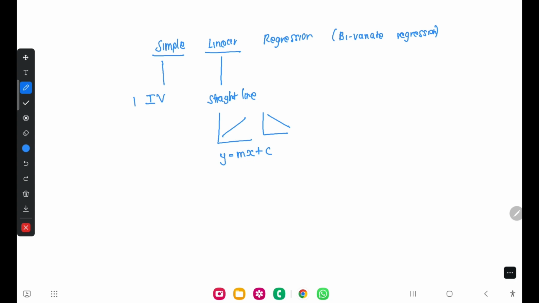Then why do we call this bivariate regression? There's only one independent variable, but altogether there are two variables: one independent variable and another dependent variable. Actually, when we are forming a regression, it can take any form. It can be linear, non-linear, anything. But linear is considered to be the simplest form, and here we are considering only one independent variable, which makes it simple. If there is more than one independent variable, then we call it, as you all know, multiple linear regression.